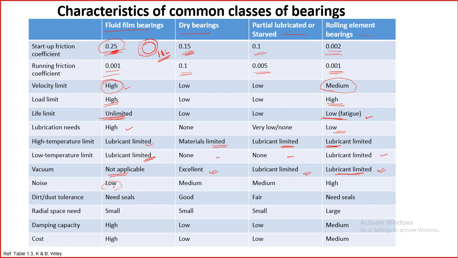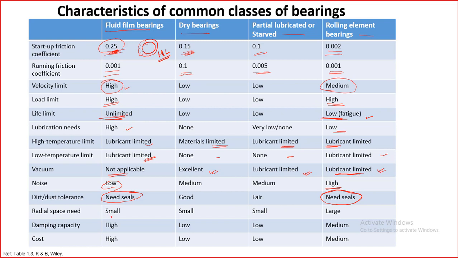Noise: this one has very low noise, whereas rolling element bearings have high noise. Dirt and dust tolerance: in these two we need seals so that no dust will go inside, and as we know, if dust goes inside, the bearings will fail very quickly, very soon.